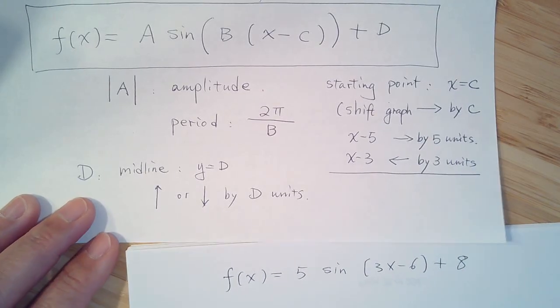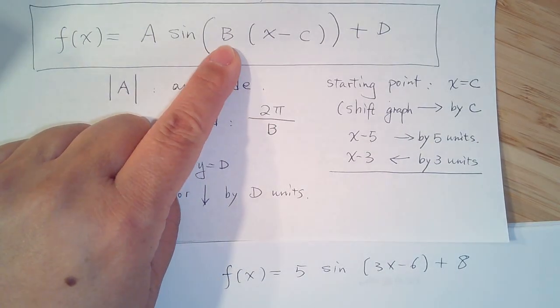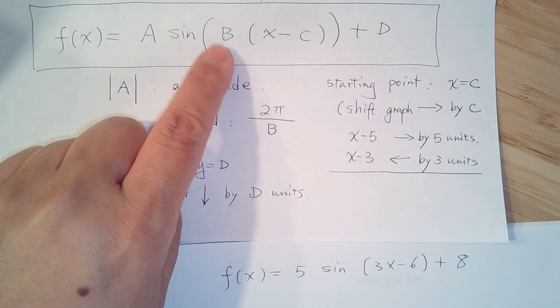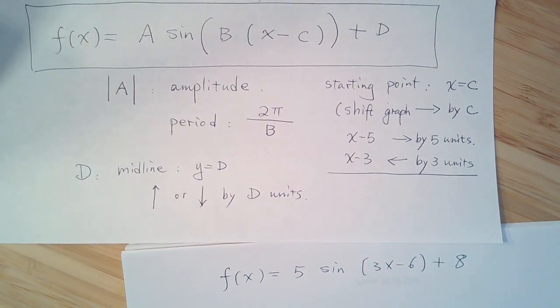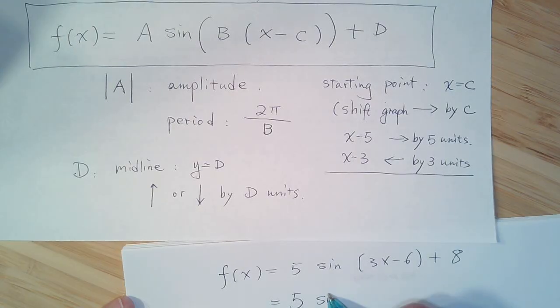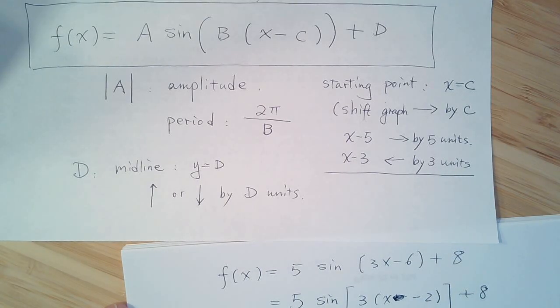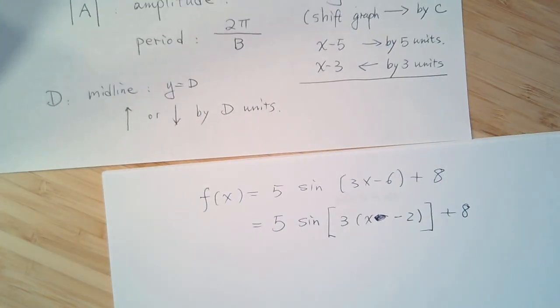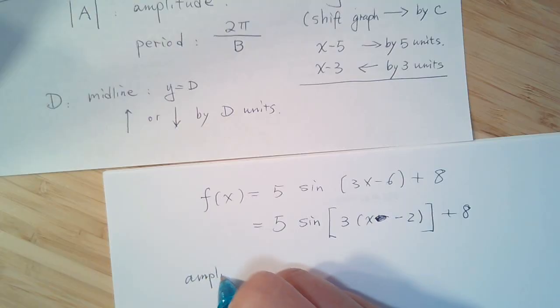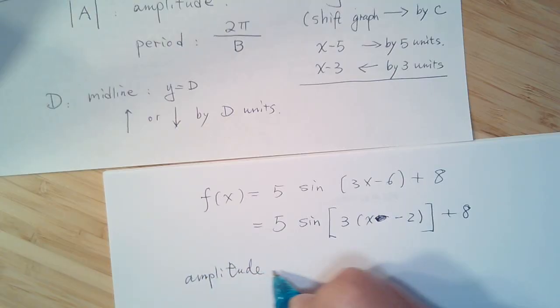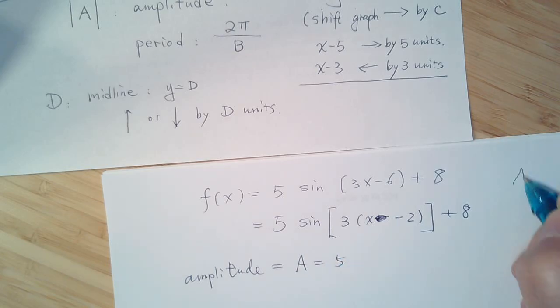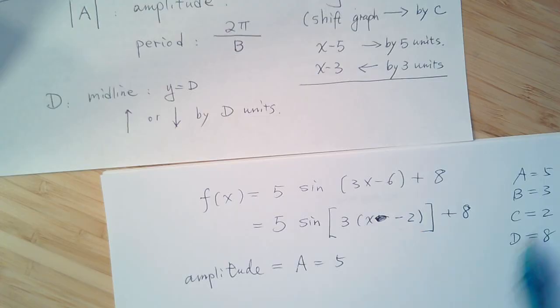Can you graph this? First of all, we have to pay attention to here. This is b times (x minus c), which means we've got to factor b out. Factor this 3 out. So that's going to be 5 sine of 3 times (x minus 2), plus 8. So what do we know from this? First of all, we know the amplitude equals a, which is 5. So far I know a is 5, b is 3, c is 2, and d is 8. Remember this is minus c, so my c is 2.